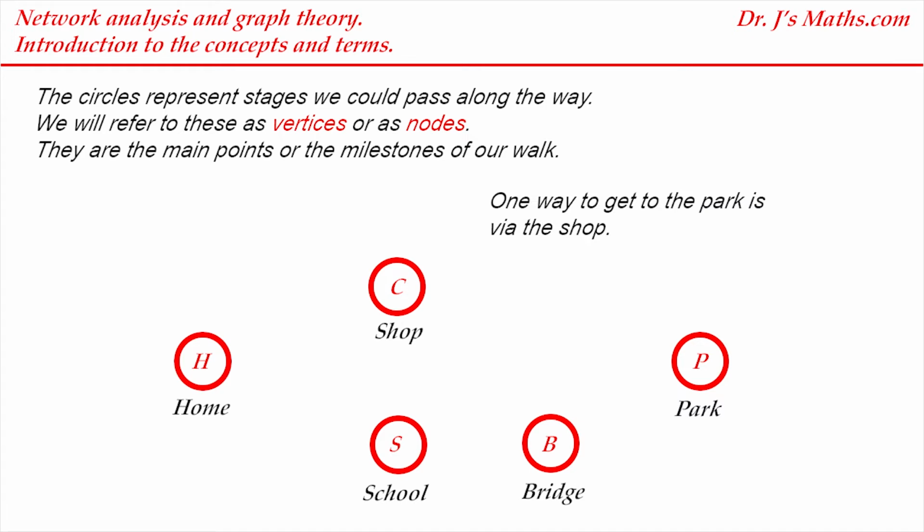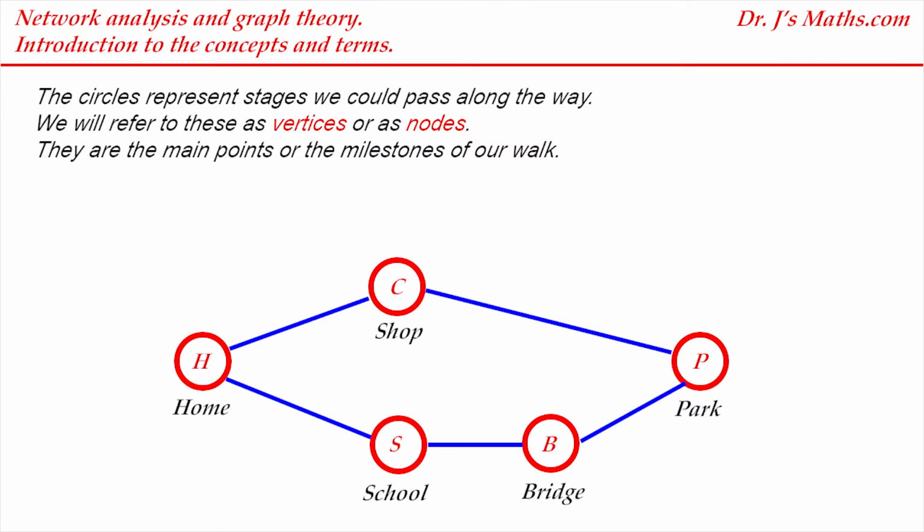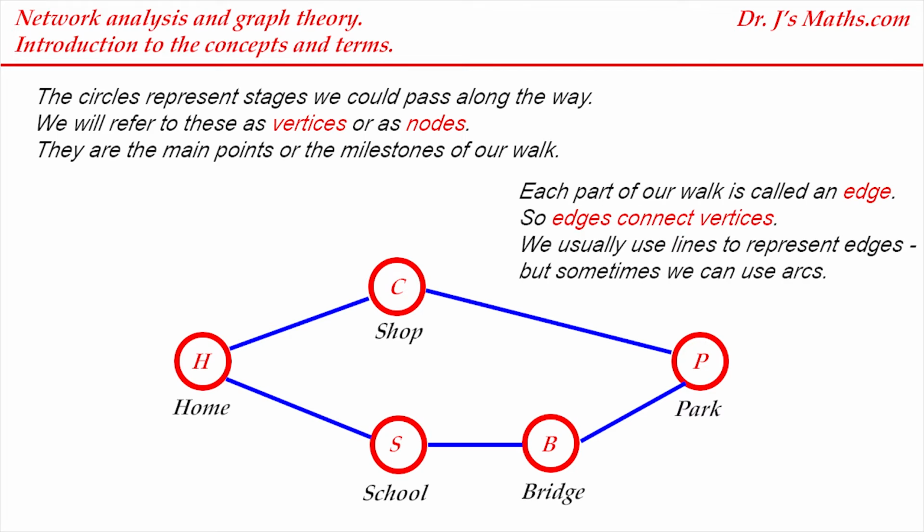Now, one way I could go from home to the park is past the shop because I know that I can buy a nice ice cream there. The other way I could go to the park is past the school and over a very nice bridge with lots of running water under it. Now, I can't do both of those things, I can only do one. And so the blue lines indicate to us the way in which we could walk. And those blue lines are called edges. And the edges connect the vertices. Usually we use lines to represent the edges, but sometimes we can also use arcs, depending on how we've set up our diagram.